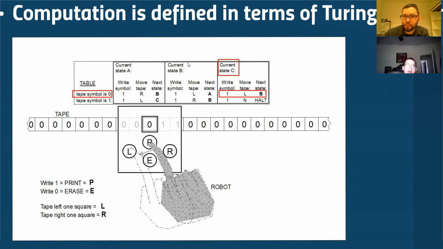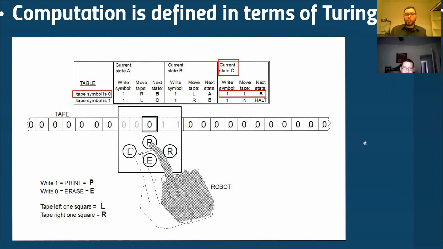What we do is we just jump back and forth between state A and B. And as long as we keep hitting zeros, we're going to keep writing ones and bouncing back and forth between state A and B. That's what this little Turing machine does. It's because that next state is B. If that next state said C or some other state, if it said A, for instance, then we'd have a different finite state machine.